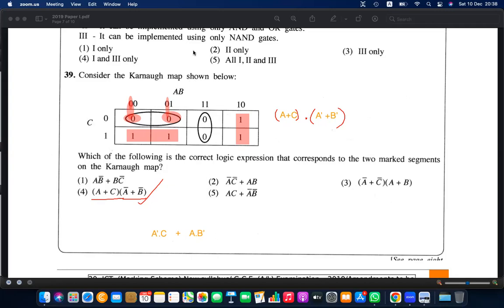Actually, if you solve this, still you can get this answer, right? If you try to solve this one, you can obtain this answer too. Why? Use the distributive law. If you use the distributive law, you can apply A OR to this one. So then you will have A OR C.